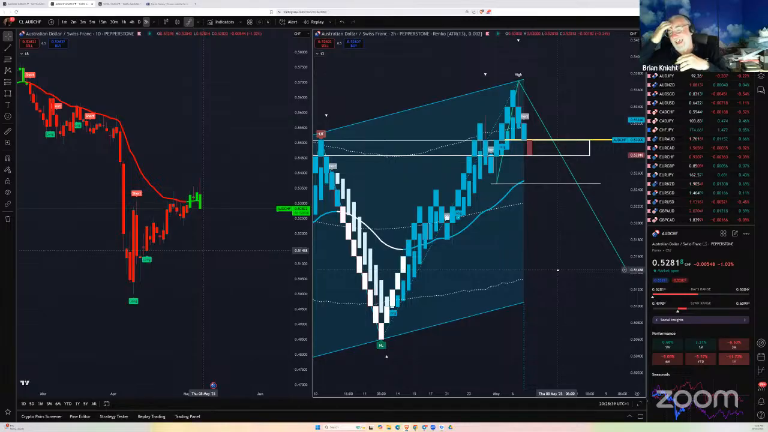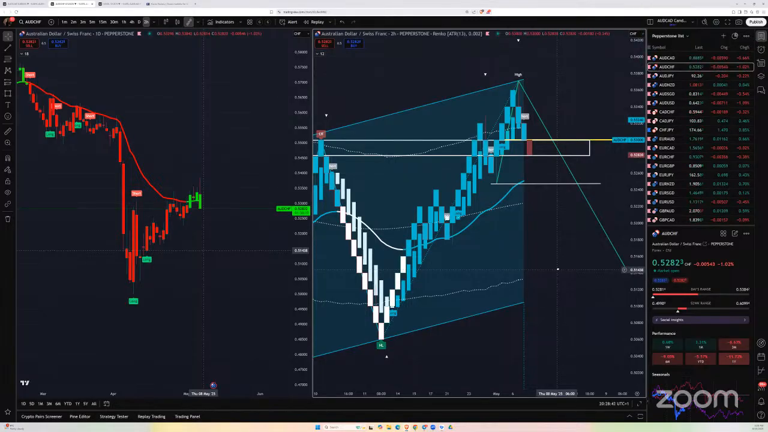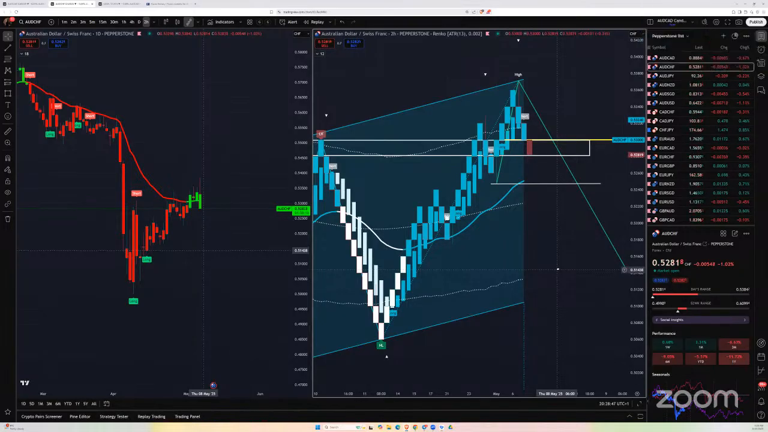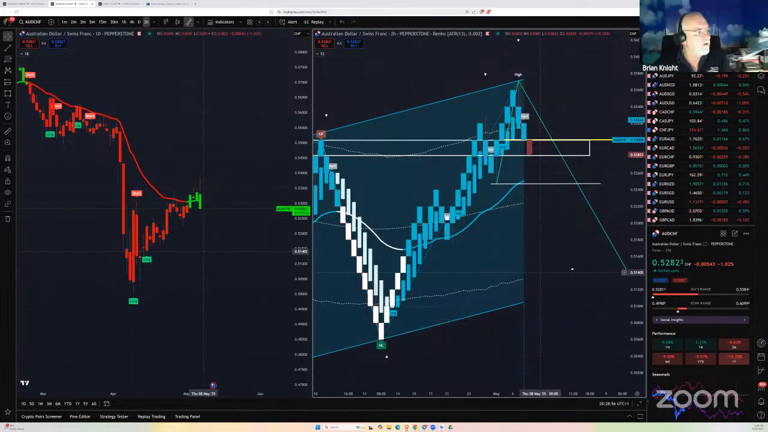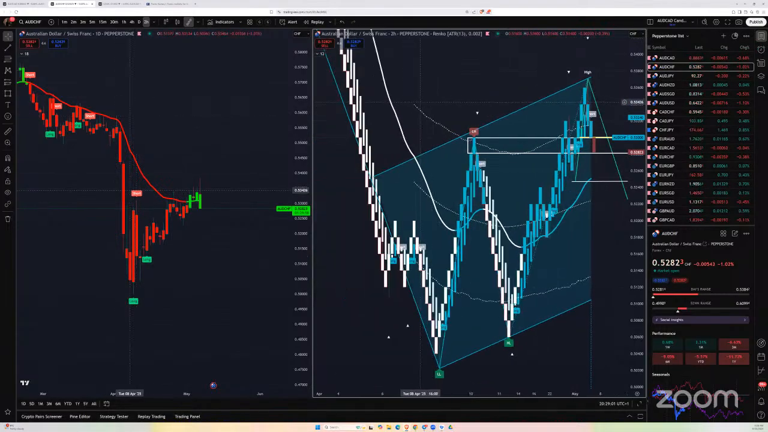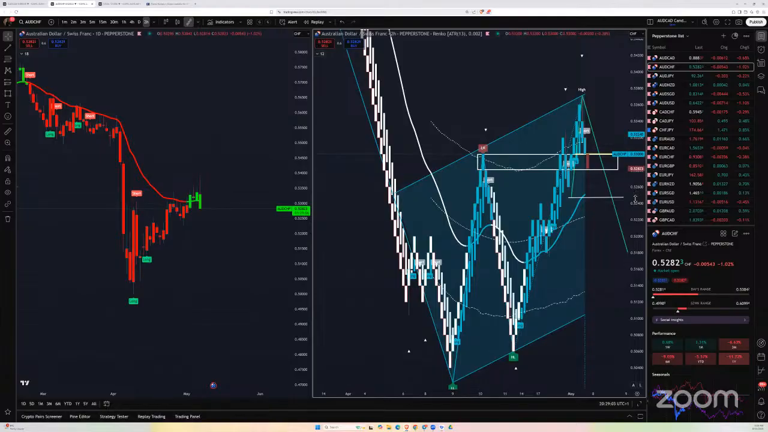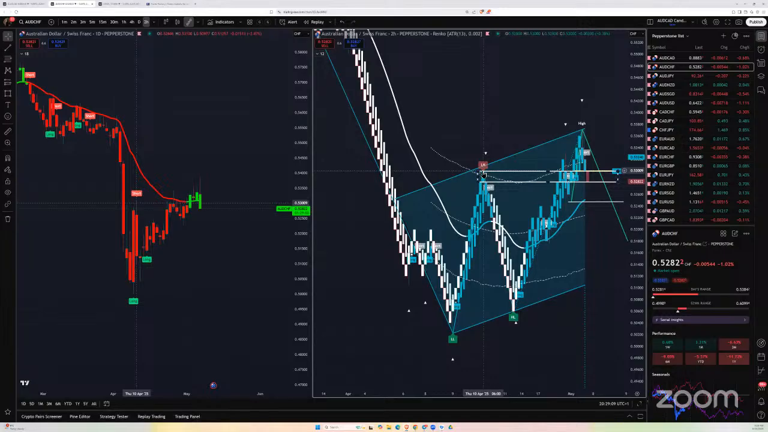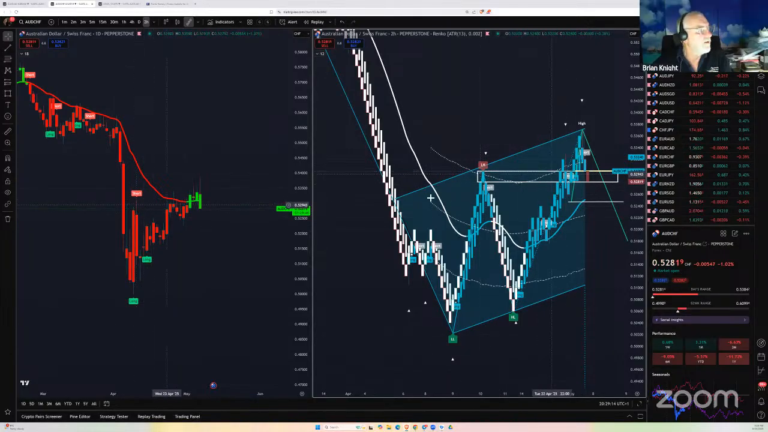Right. So if you look at this V right here on the right side, run your mouse across it and look at that move on the left side. The whole V from the high to the low, back to the high. And then watch it on the daily. Right here, Brian, where it says lower high. See where you're at on the daily? You're still in the green.